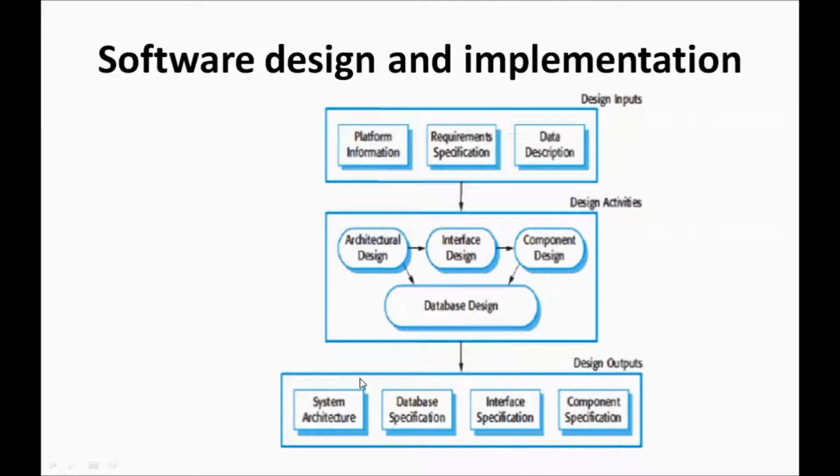Architectural design means the output is the system architecture, in diagrammatic form. Interface design means interface specification, which will be in diagrammatic form. Component design activity is nothing but developing a design of a component specification, which will be in diagrammatic form. So you will take the input, convert that requirement input into diagrammatic forms, that is design outputs.